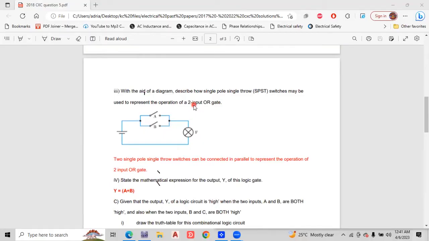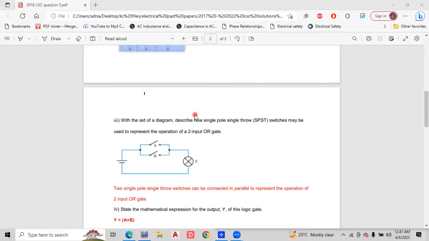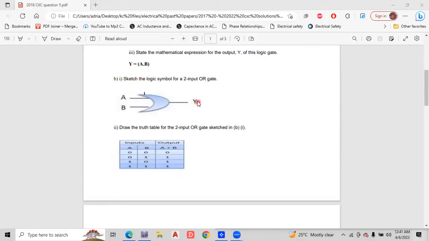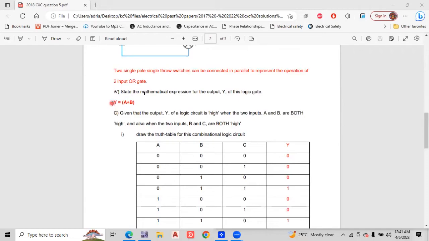All right, so let's move on to part 4 now. It says, state the mathematical expression for the output Y of the logic gate. Now, remember I stated earlier that the mathematical operation of the OR gate is addition. So in order to get the output Y, you'll have to add A and B together to get Y. So hence, Y is equal to A plus B.